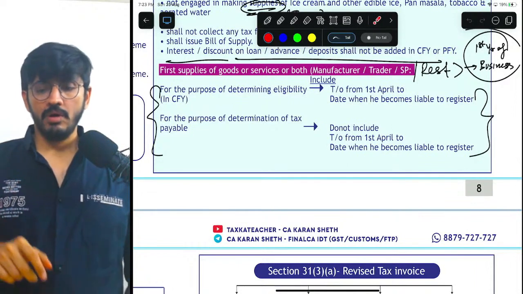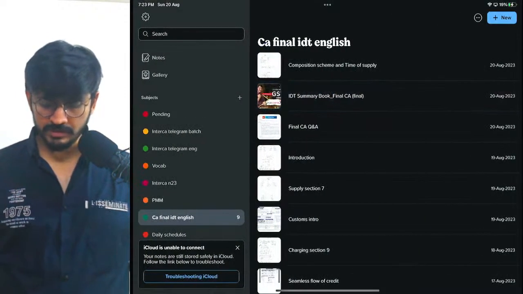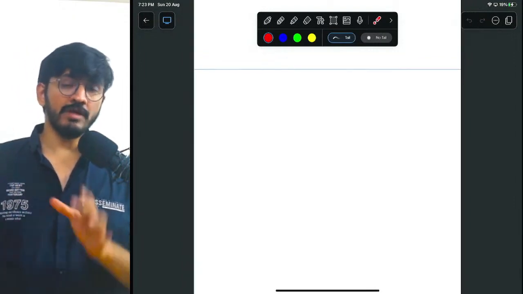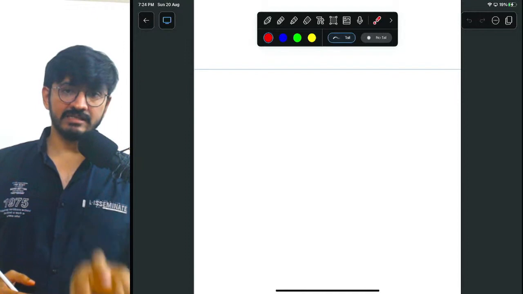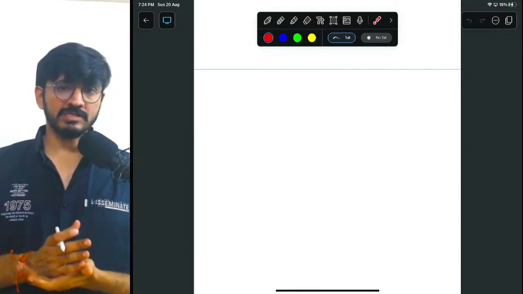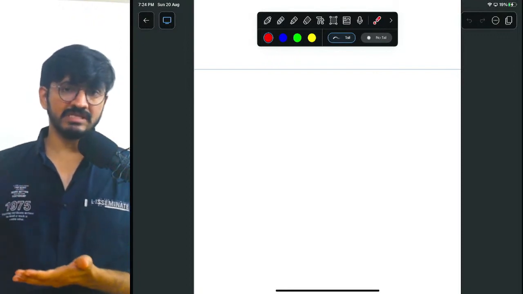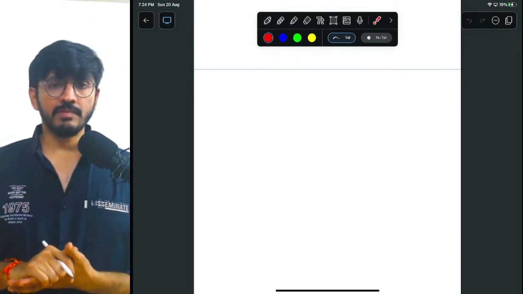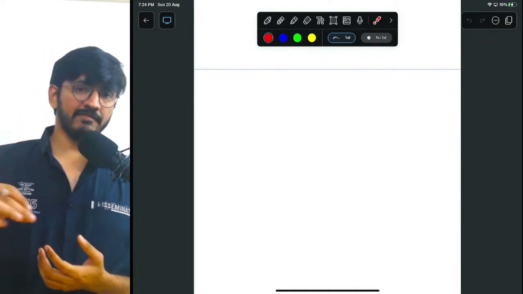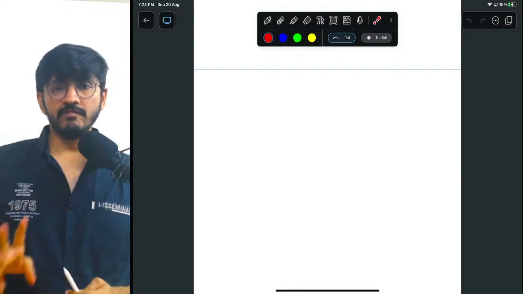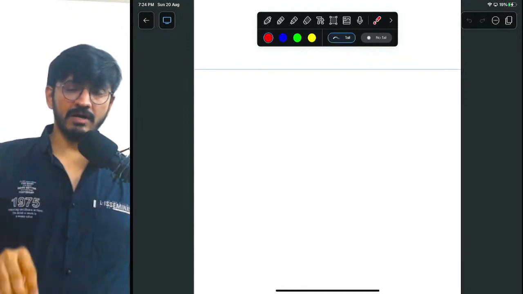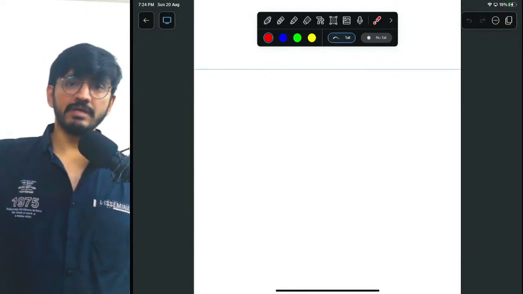Now we are done with the compo scheme. It's 7:30. That was nice. Just in an hour or so, we have done a complete detailed analysis of the composition scheme. I'm also preparing a question bank of the top 50 questions that can be asked in the IDT paper, and in that I have specifically crafted a question where all the adjustments of the composition scheme are covered in one question only.